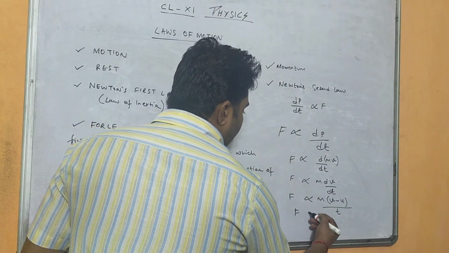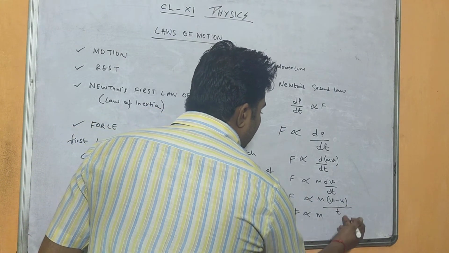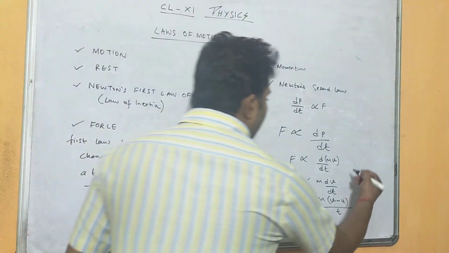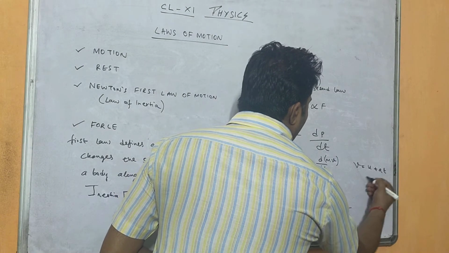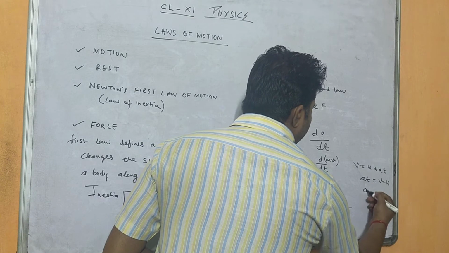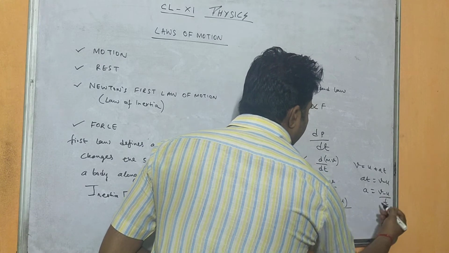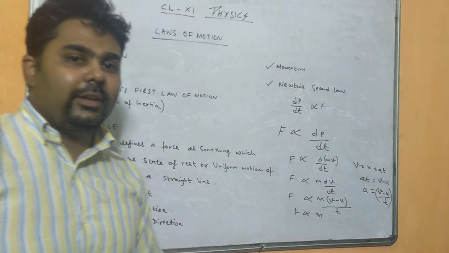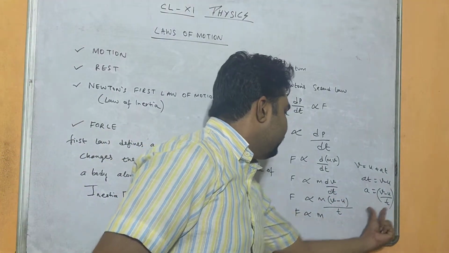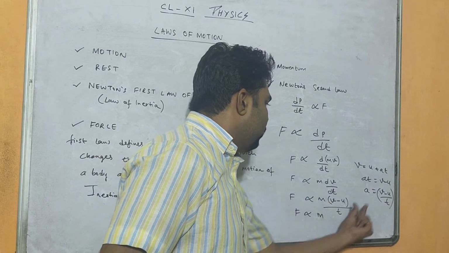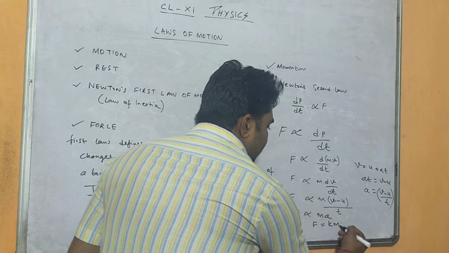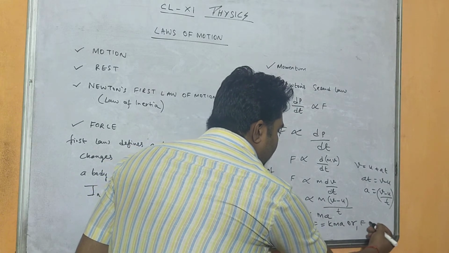F is directly proportional to (v minus u) by t. That is the velocity-time relation. We know that v equals u plus at, or at can be written as v minus u, or a can be written as v minus u by t. So what is a here? A is the acceleration, that means change in velocity by time is termed as acceleration. So in place of v minus u by t, we can substitute acceleration. So what we got here: F equals kma, or F equals ma.